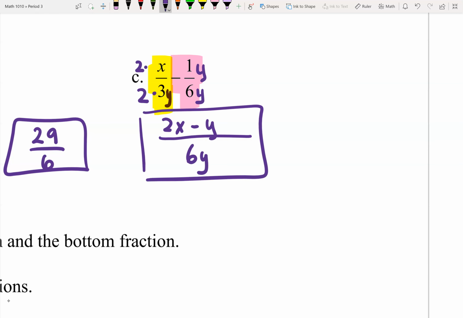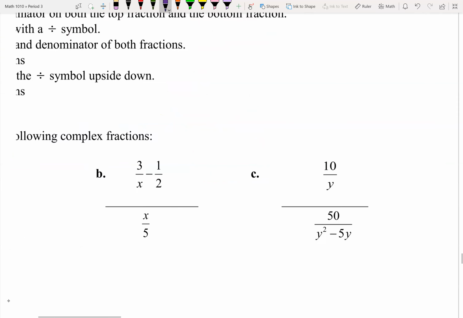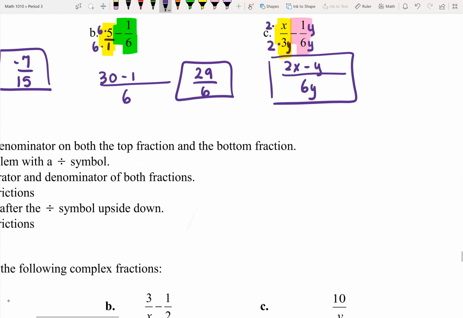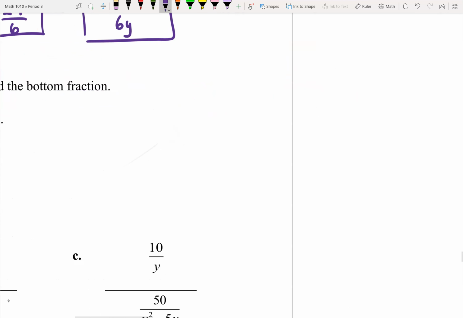I can't cancel the 2's. Everybody tell me why I can't cancel the 2's. Tell me. The 2 and the 6. It's rude. Who's it rude to? The y. I can't cancel y's. Why? Because it's rude. Who is it rude to? The 2x. Who says I understand? Okay, great.